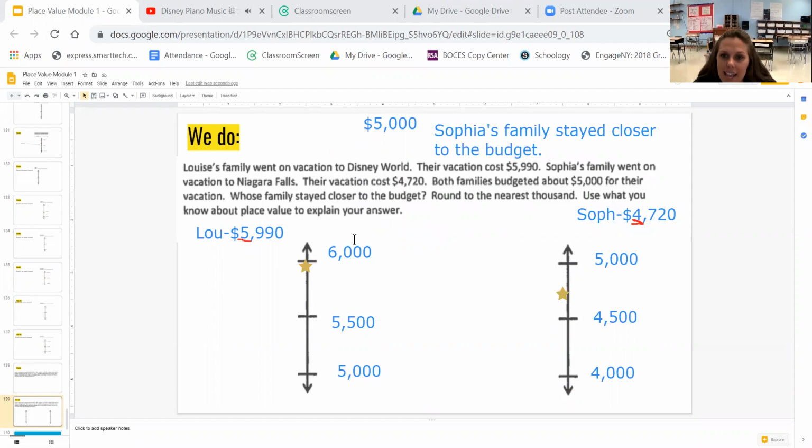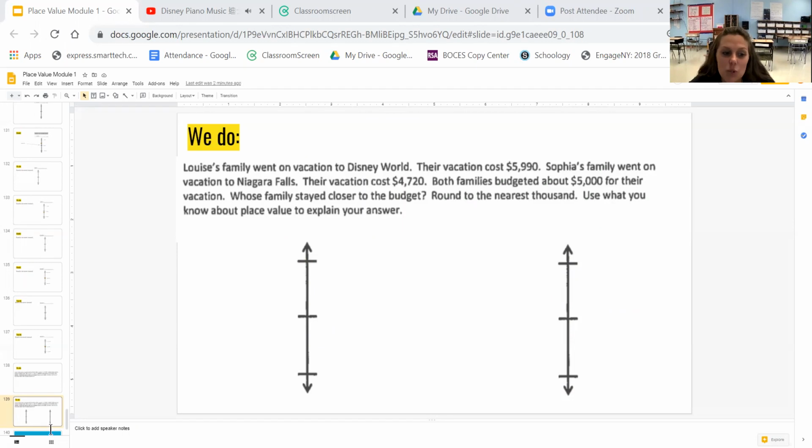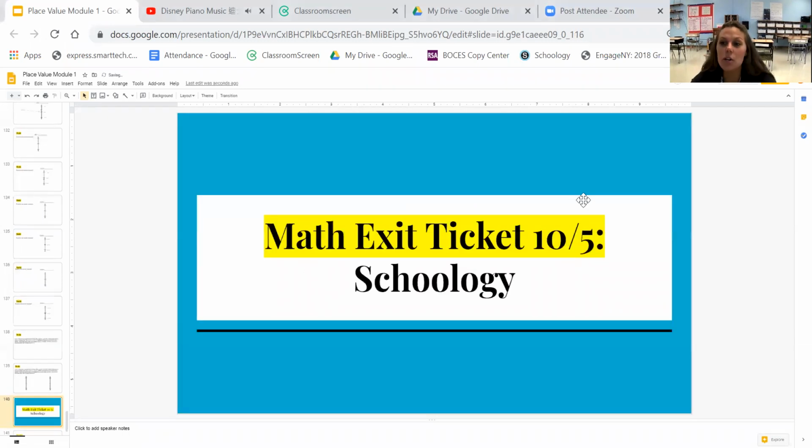All right, friends, today we went through and we learned how to round using that vertical number line. To show me what you know, I want you to go to Schoology, and I want you to take today's exit ticket. Again, on your whiteboard, draw those vertical number lines. Show the base, show the top, show that midpoint. Show me where the number is. Good luck, and I will see you later.